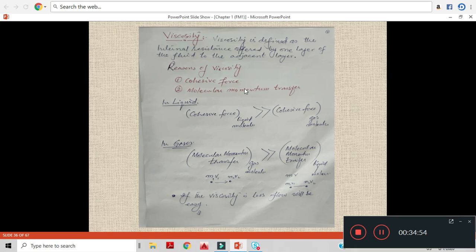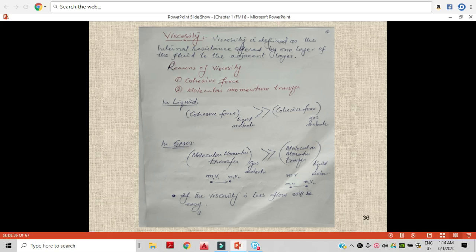So since we are talking about the viscosity of two entities, one is liquid and the other is gas. So what is the reason of viscosity in liquid? The reason of viscosity in liquid is cohesive forces. And what is the cohesive force? The cohesive forces are the intermolecular forces between the same fluid. It is the force between two molecules of the same fluid.